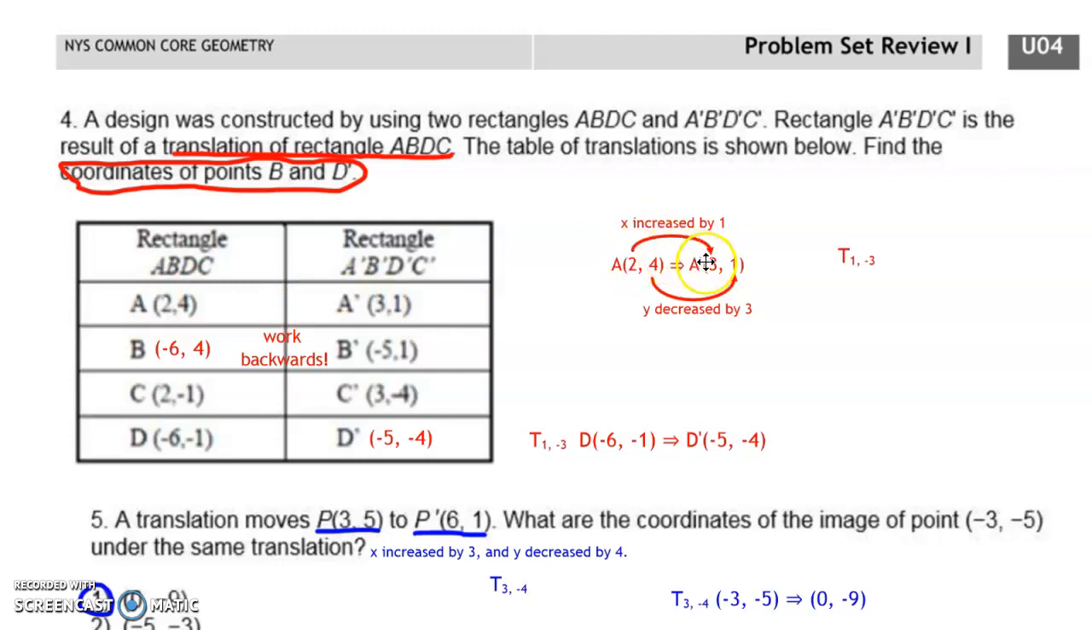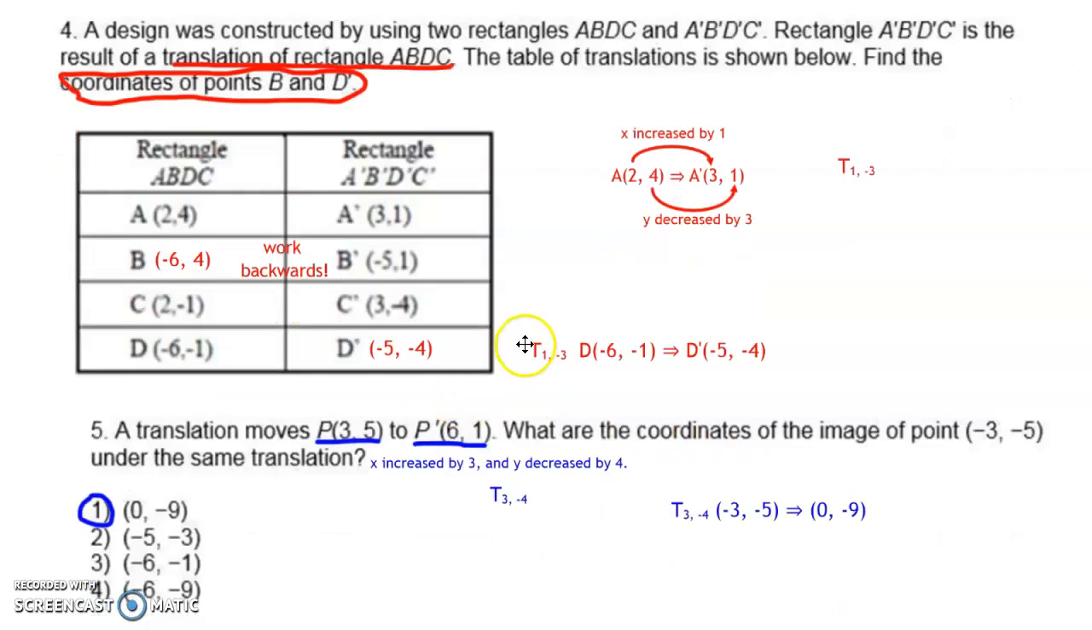It looks like the x value increased by 1 and the y value decreased by 3. If you look at the other points, I did the same thing. 2 goes to 3, that's an increase of 1. Negative 1 goes to negative 4, that's a decrease of 3, which means I can apply that transformation to D to turn it to D prime, and I'm going to work backwards to find B from B prime.